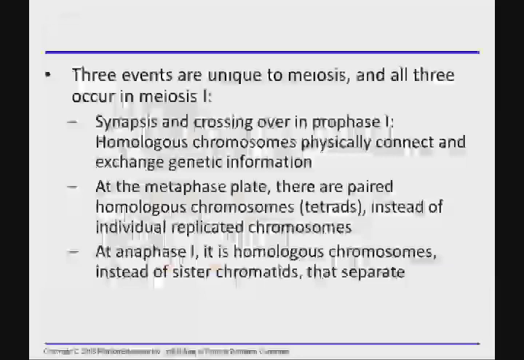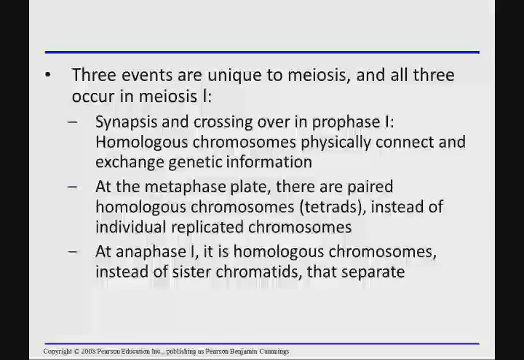Now there are 3 events unique to meiosis, and again, like I said before, it's all kind of front-loaded. All of this stuff is going to happen in meiosis 1. And so those 3 events are synapses forming, so synapsis, and crossing over in prophase 1. Literally, chromosomes connect and exchange genetic information, but homologously. On the metaphase 1 plate, homologous chromosomes pair up instead of individual chromosomes, like we saw in mitosis. So we have now pairs lining up. It's like instead of single file, we've got double file, right?